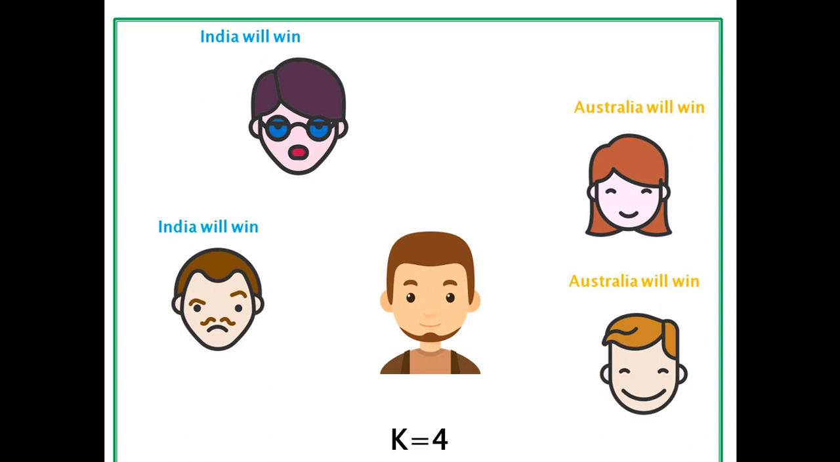The basic thing that you need to understand here is since we have 2 classes, in the sense yes or no, or India will win or Australia will win are the 2 classes. So for 2 classes, if we consider k is equal to 3, then there is no possibility of a tie. So either India should win or Australia should win. This is how we need to plan our value of k. We'll consider a real situation and understand how it is actually working.